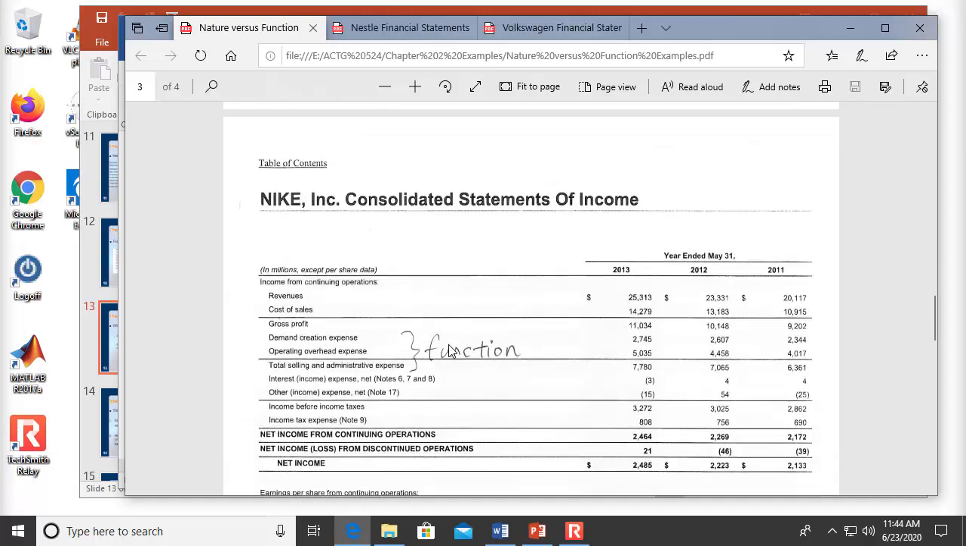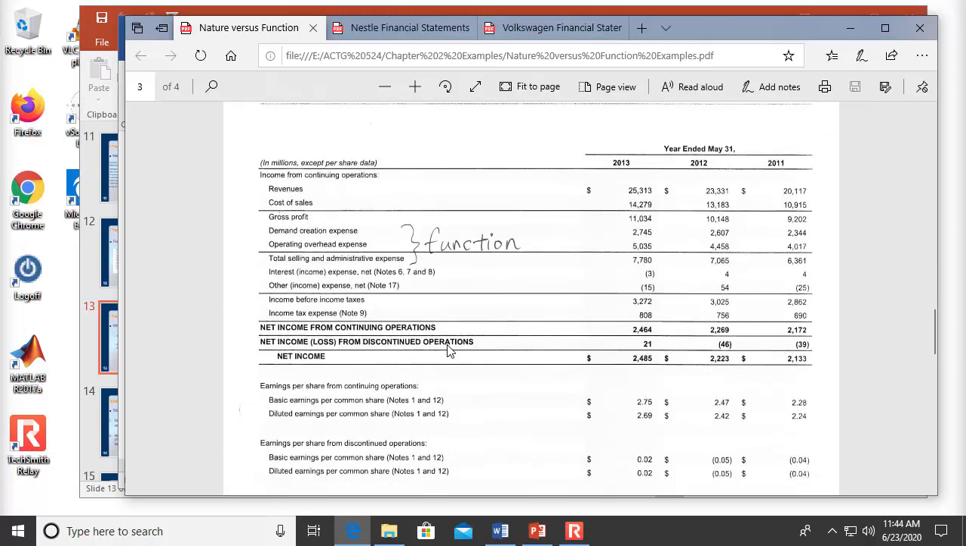If we look at Nike, they are clearly doing theirs by the function. We have demand creation expense. So that's like marketing. Operating overhead expense. And so that would be the operations. So clearly Nike has done this by function.